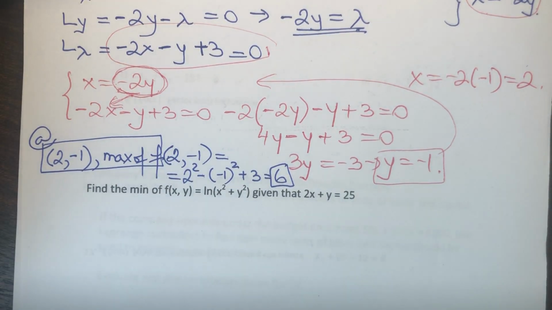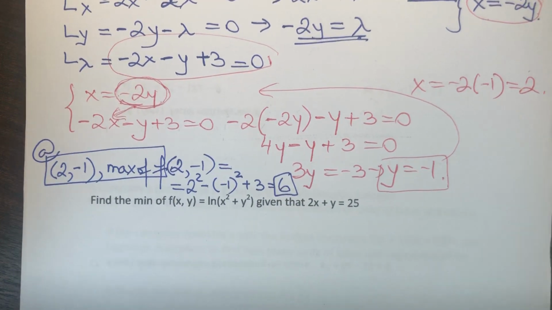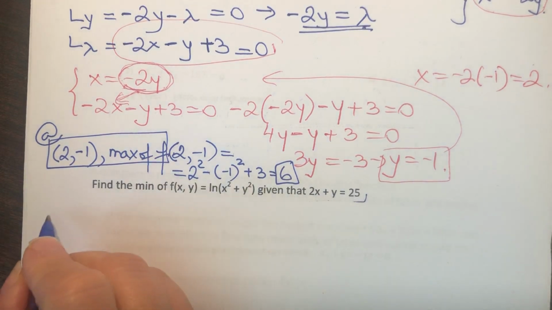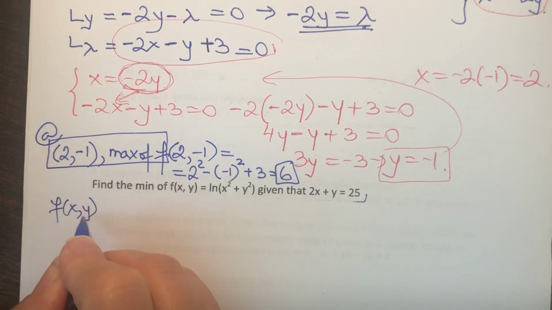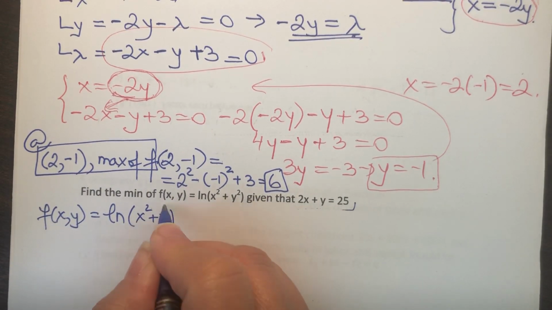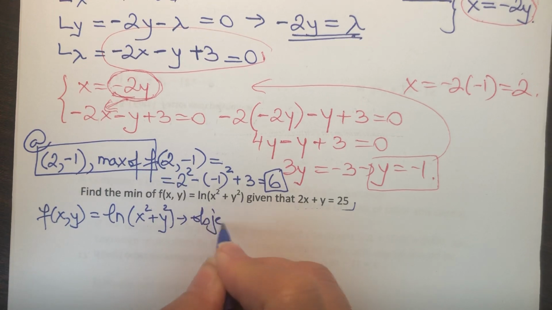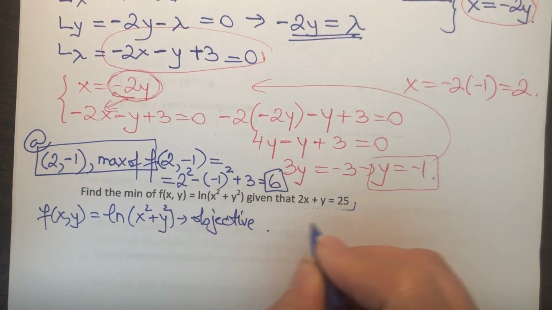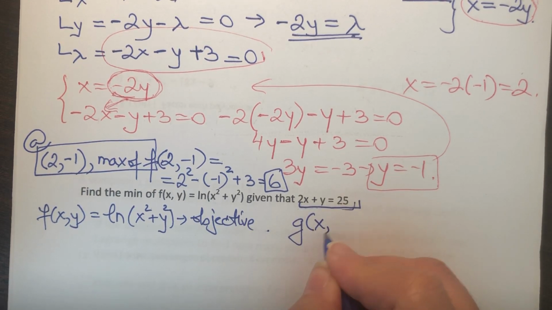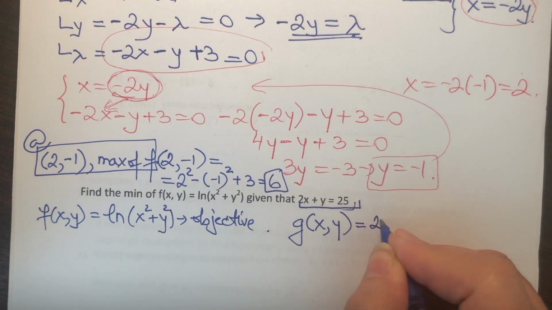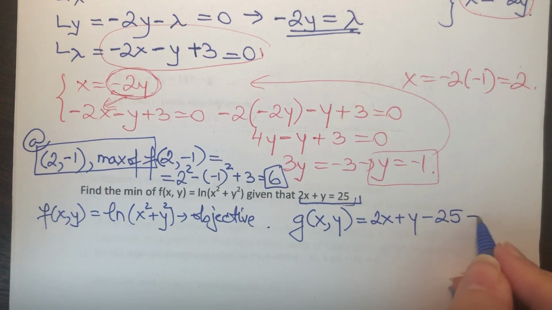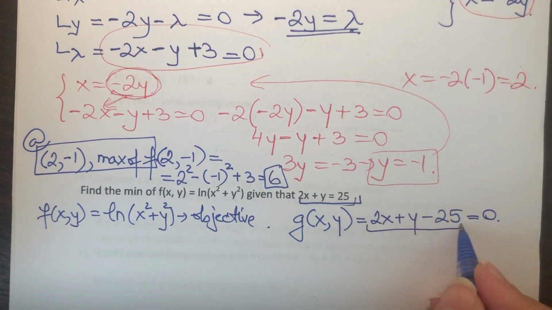With this section 4.5, find this time the minimum of this function right here under this condition. So one more time, that means f of x, y equals ln of x squared plus y squared is our objective function. And then this condition here we will make into a constraint function by moving all the terms to one side of the equal sign, right? Remember, whatever equals 0, that's your g function right here.